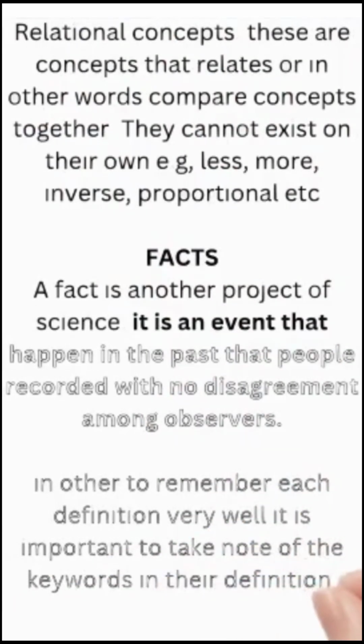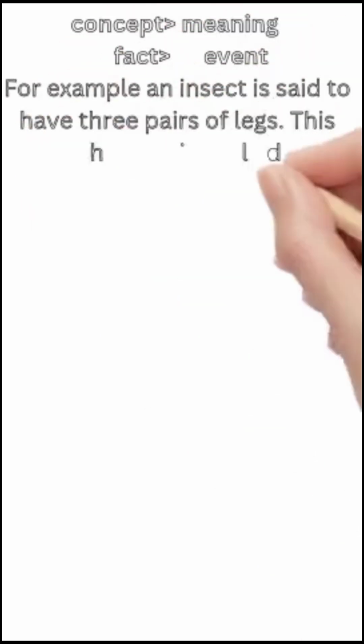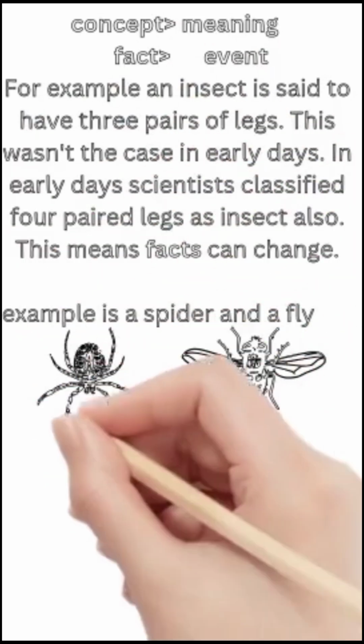Facts. A fact is another product of science. It is an event that happened in the past that people recorded with no disagreement among observers. In order to remember each definition very well, it is important to take note of the keywords in their definitions. Concept, meaning. Fact, event.